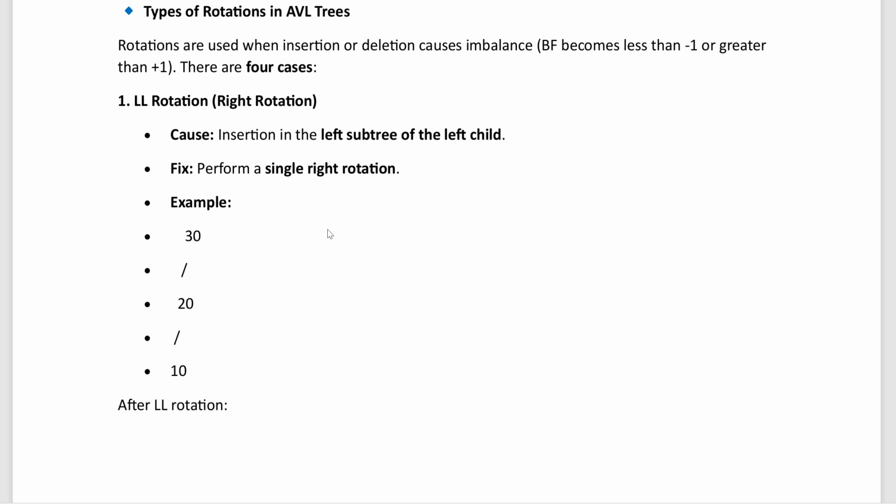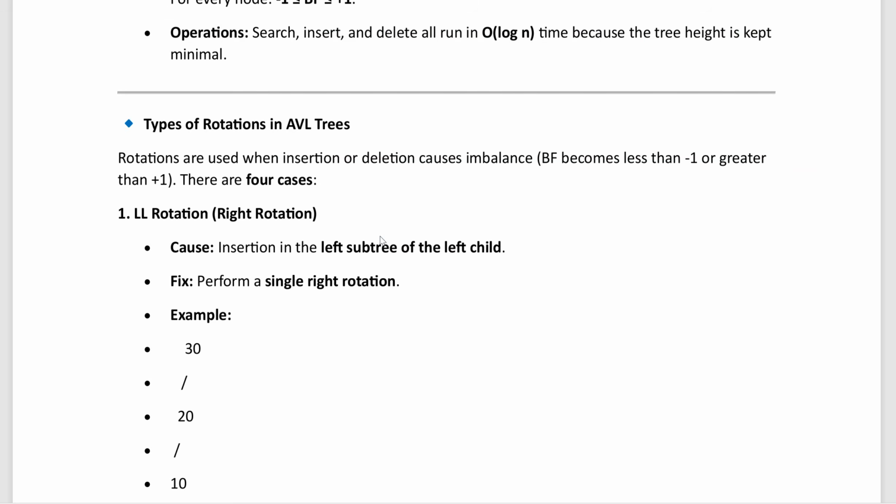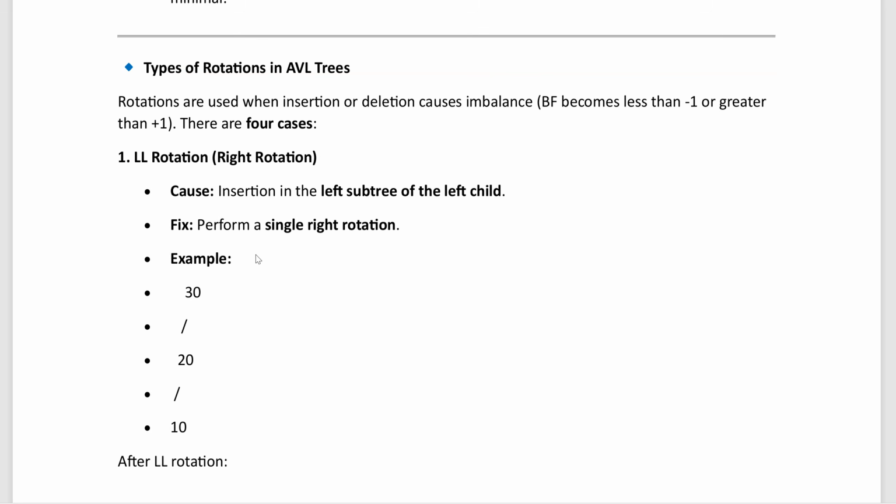You can check here, balance is nothing but height. So for the balance factor, the height of the left subtree, you can see here, is 2, and the right is 0. So 2 minus 0 is 2, so it becomes greater than +1 and the imbalance will occur. That's why to fix this problem, we will perform a single right rotation.